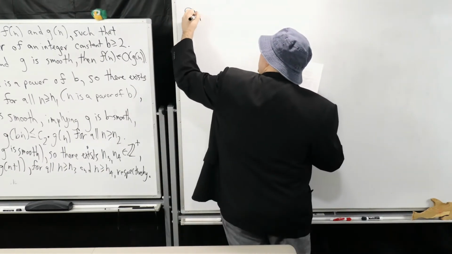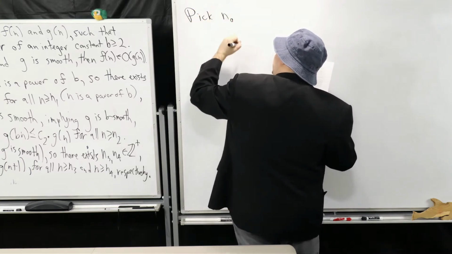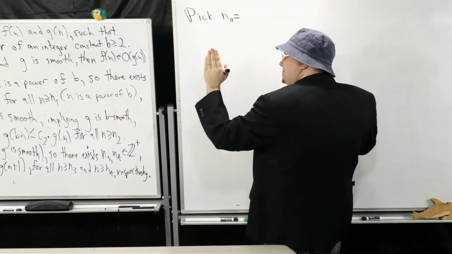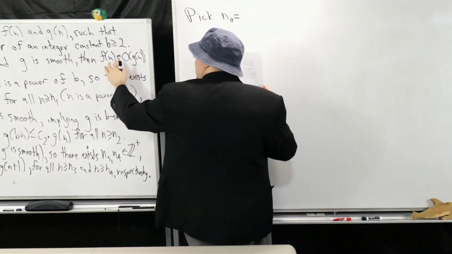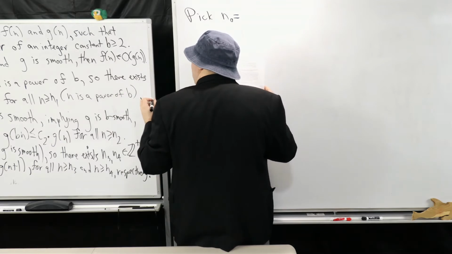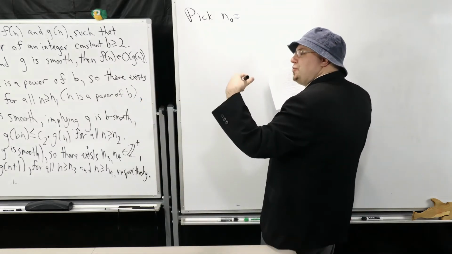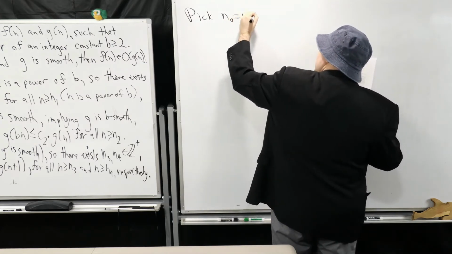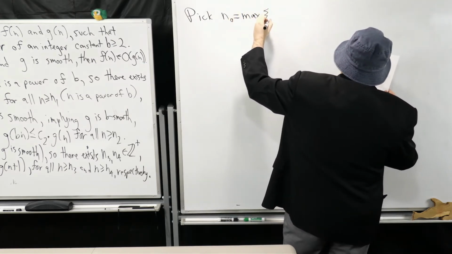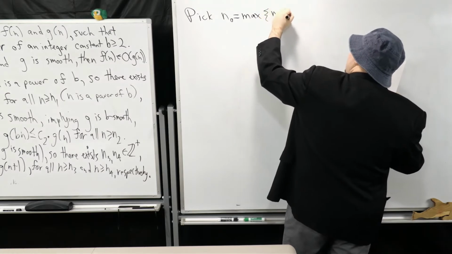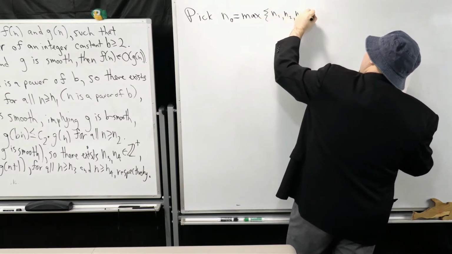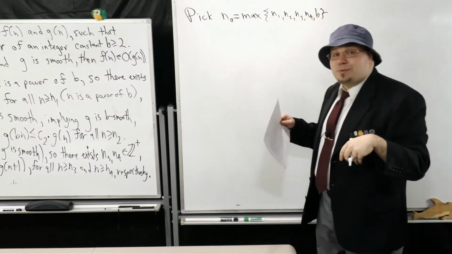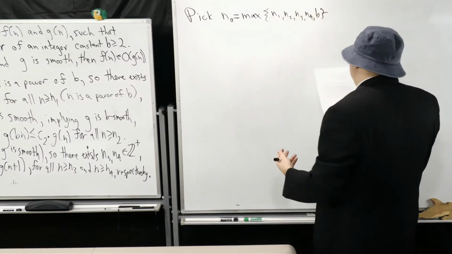Now prepare yourself for this. I'm going to pick n0. Remember, this is the one that we need for the big O statement, this one over here. So this is going to be the c and n0 for that statement right there. I'm going to pick n0 to be the maximum of the following: n1, n2, n3, n4, and b. Now b is a constant, so I'm allowed to use it. You'll see why I'm going to use it. It makes it easier to argue what I'm going to say.